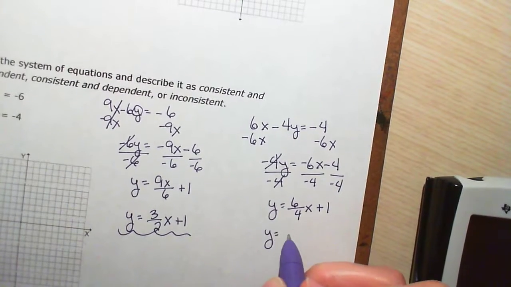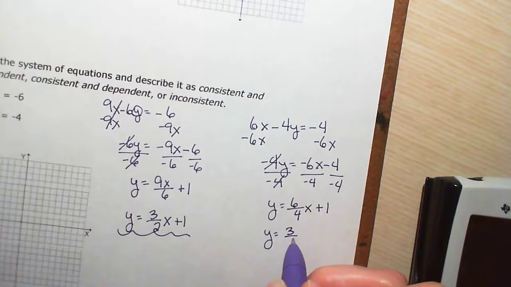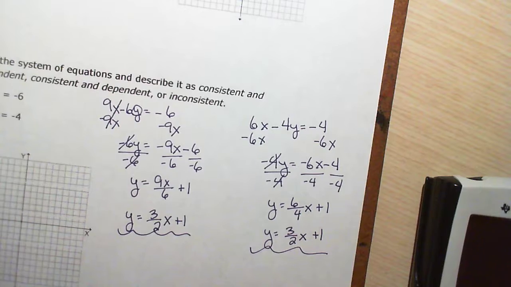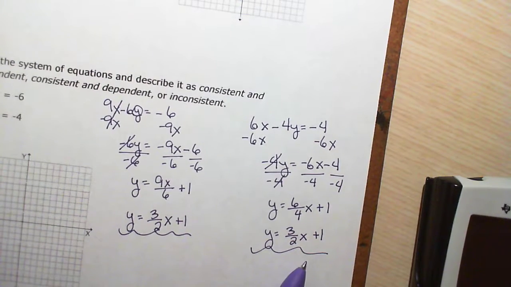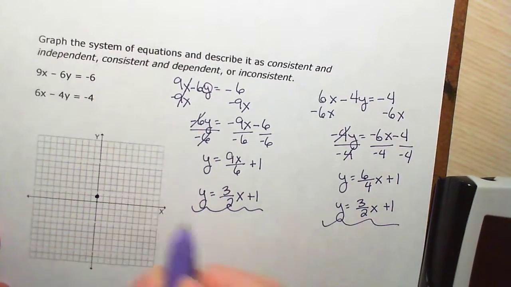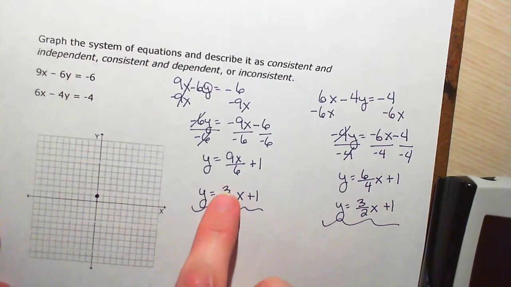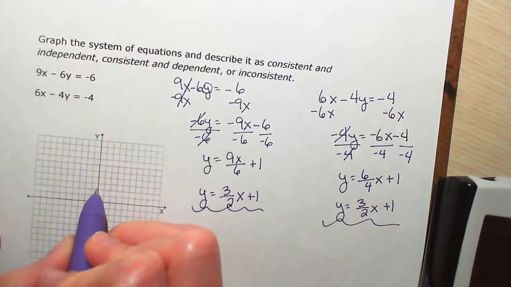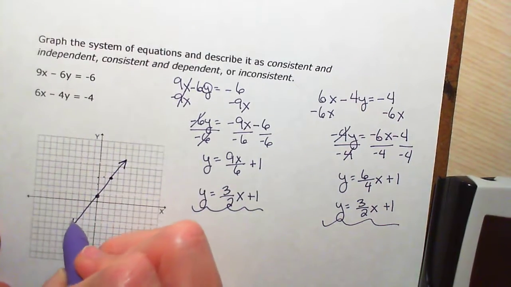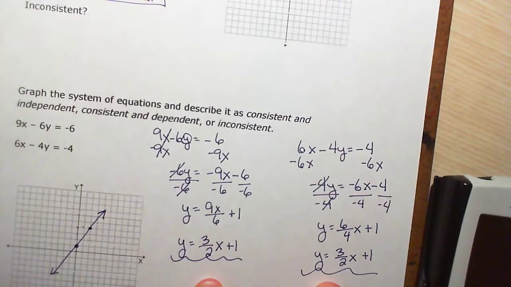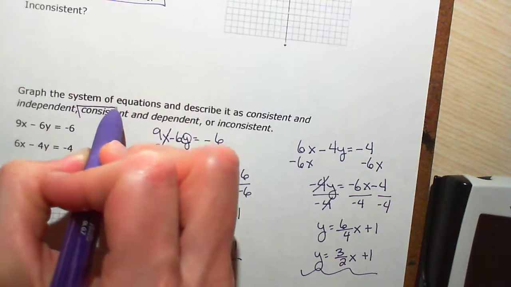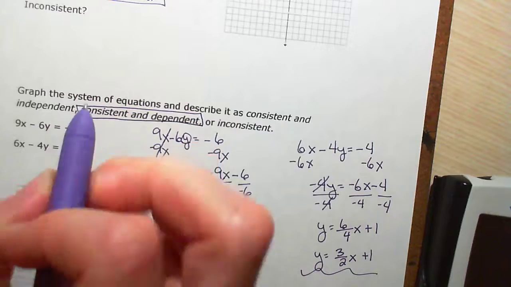This fraction also can be simplified. 2 goes into both of those. I'm left with 3/2x plus 1. Oh, this is another example, like the one above, where I have the exact same line. So let's graph this. Y-intercept of 1, slope of 3/2. So rise 3, run 2. Up 1, 2, 3/2. Okay, graph your line. And what did we say? Same two lines on top of each other are going to be consistent because there is a solution. There's actually infinitely many solutions, and it's dependent.